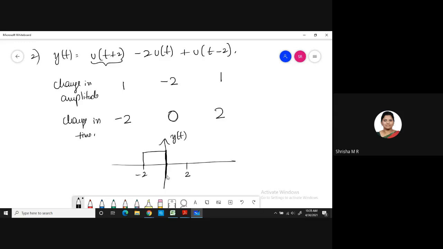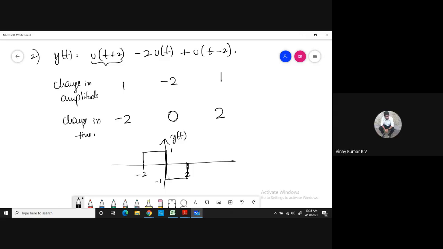Then at 2, what is the amplitude? Till 2 it is the same. At 2 it is changing again. At 2 again it is 1, so one step I'll go up. Understood? Clear everyone? Understood how to plot this?